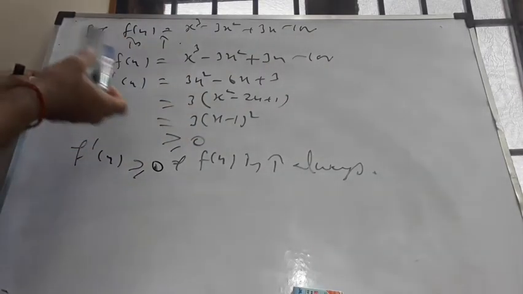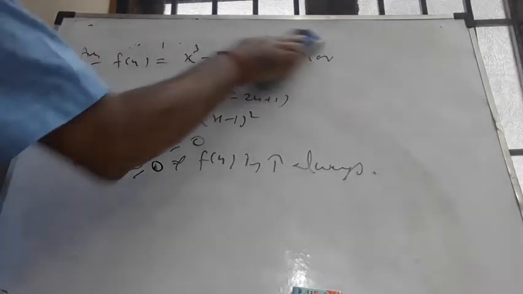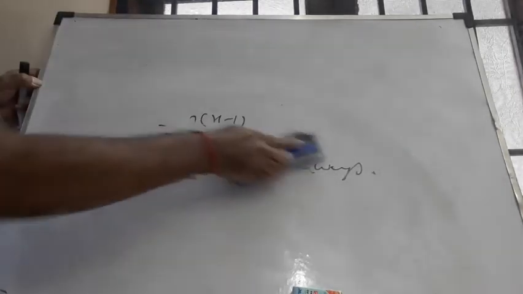Okay. I won't call it strictly increasing. For it to be strictly increasing, f dash of x should be strictly greater than 0. If I simply conclude, it is simply increasing. Let me take another example.